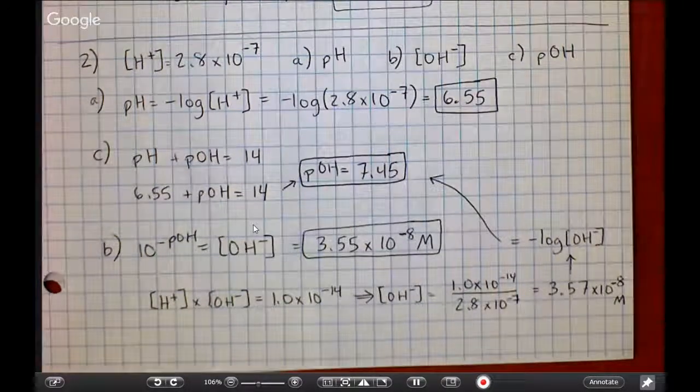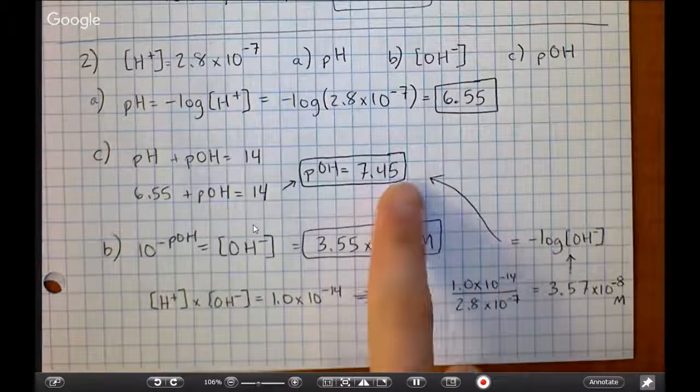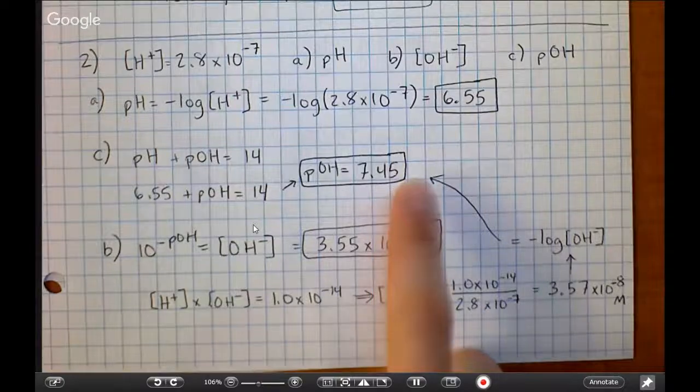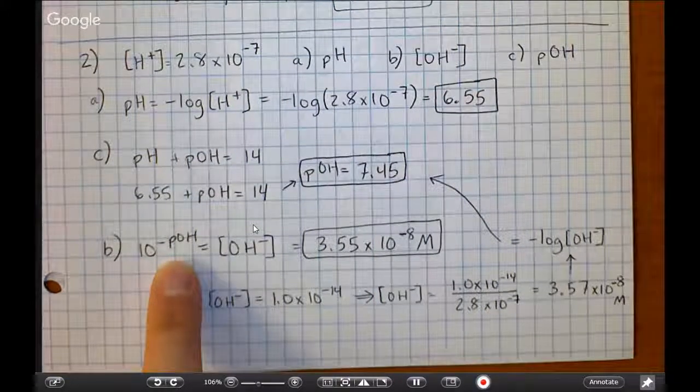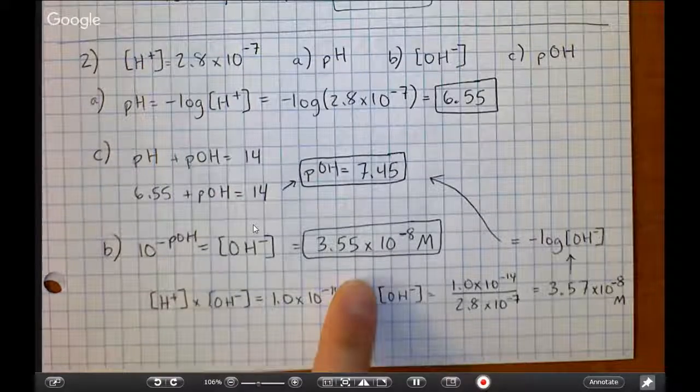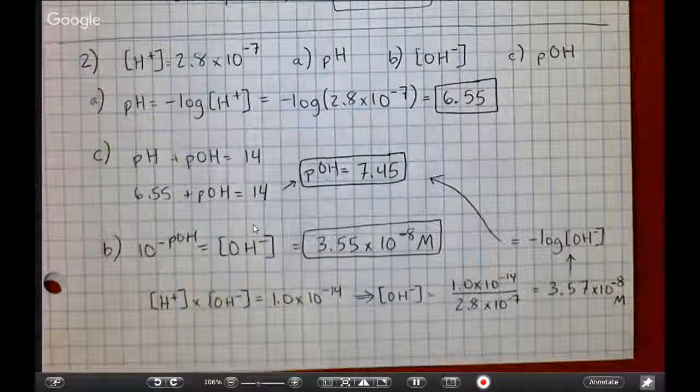So in this example, when we did this first hour, they said, hey, let's find A first, because you have proton concentration and pH. That came out to 6.55. And then if we do C, the pOH, we just have to subtract it from 14 to get 7.45, which is our pOH. And if we take the inverse log of that negative 7.45, that'll give us a hydroxide concentration of 3.55 times 10 to the minus 8 molar.